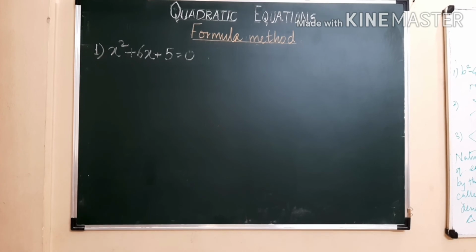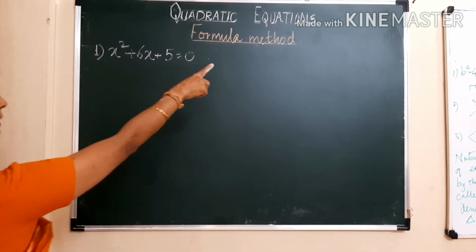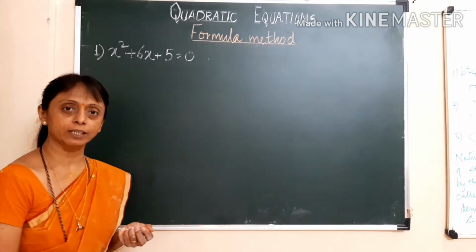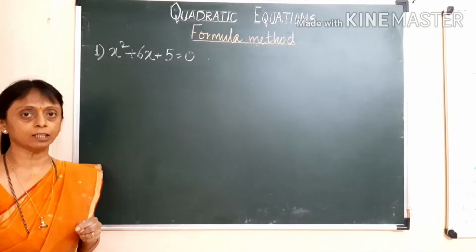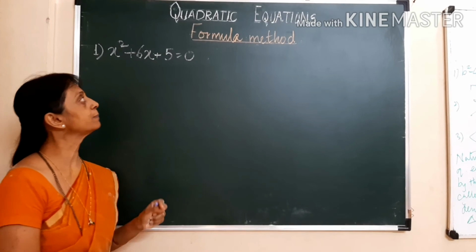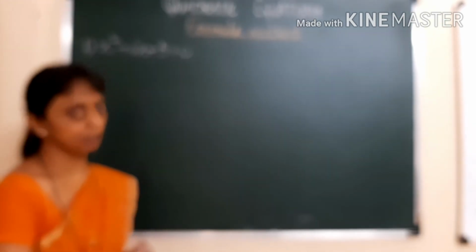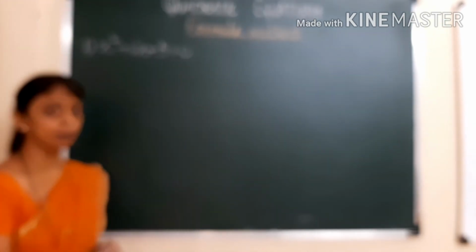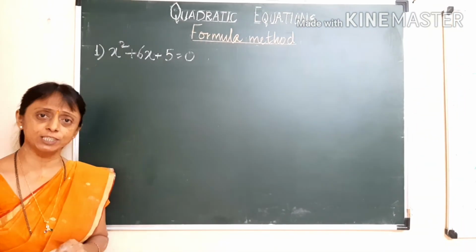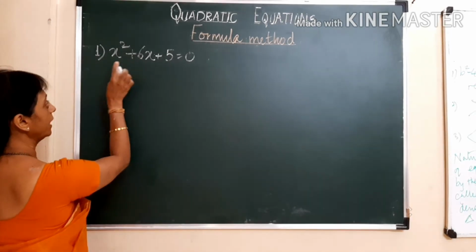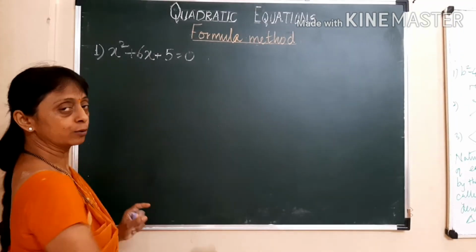Now children, let's move forward to use the formula method to find the roots of the given quadratic equation. Written on the board is a quadratic equation, x square plus 6x plus 5 is equal to 0. Now children, how do you use the formula? First, compare the given problem with the general form. What is the general form of a quadratic equation? It is ax square plus bx plus c is equal to 0.